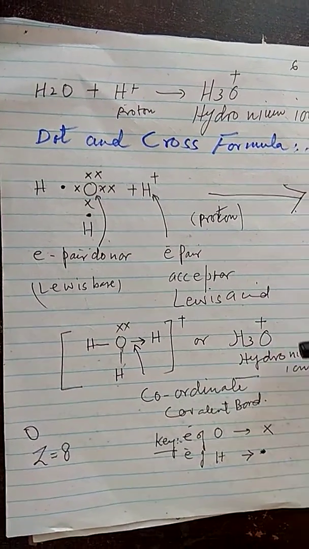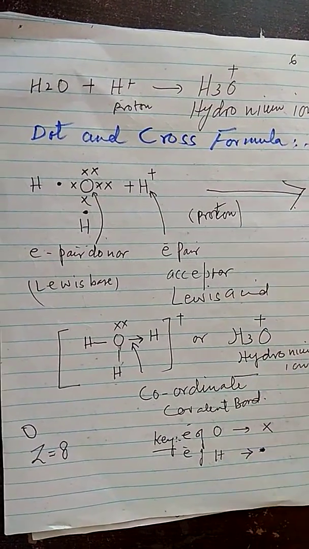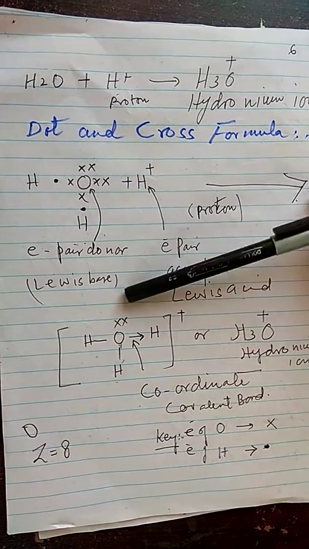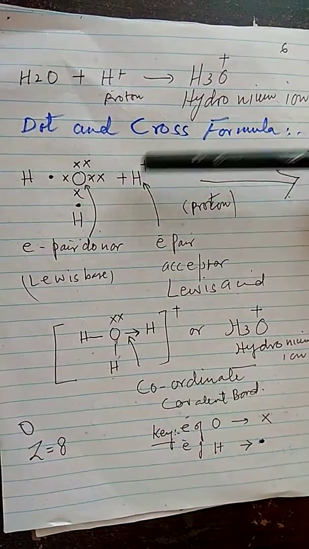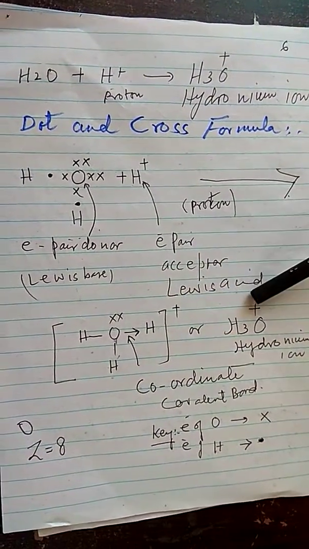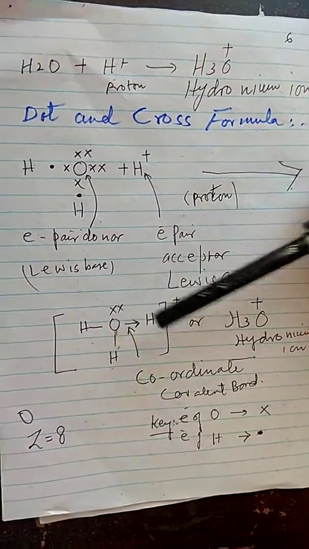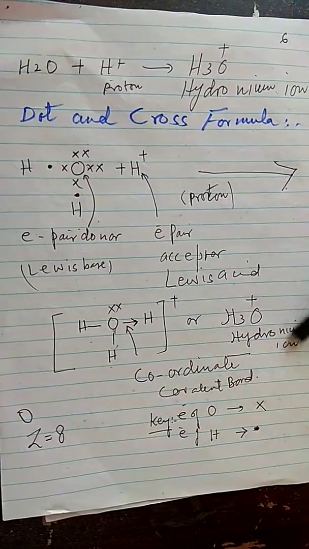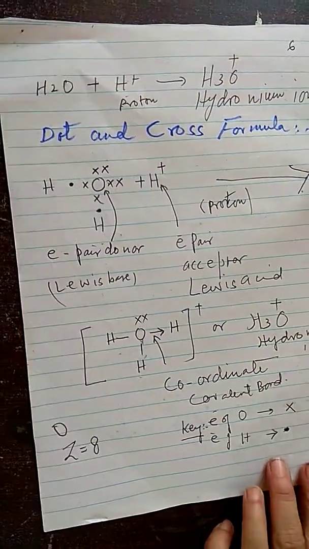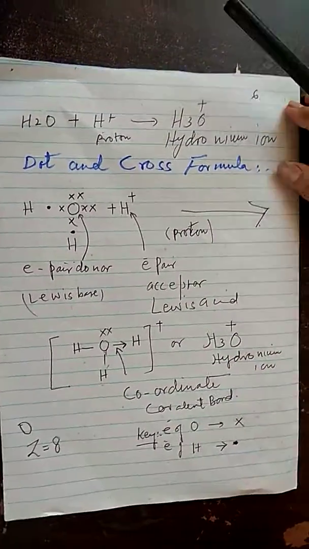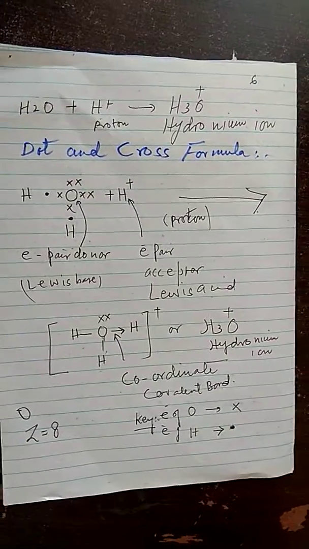What is the formula of hydronium ion? H3O plus. In this reaction, water is the electron pair donor. It is known as the Lewis base. Hydronium ion H plus is the electron pair acceptor. In this way, a coordinate covalent bond is produced between oxygen and hydrogen to form the hydronium ion. So now you clearly understand what the coordinate covalent bond is.